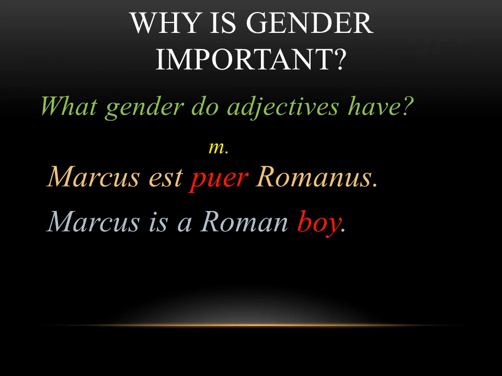Now, since puer is talking about a boy, which is a male, this is a masculine noun. But what about the adjective that goes with it? Well, if we look closely, you can see that Romanus is ending in a US. This means that the adjective Romanus is also masculine, which makes a lot of sense since it's modifying a masculine word, boy.